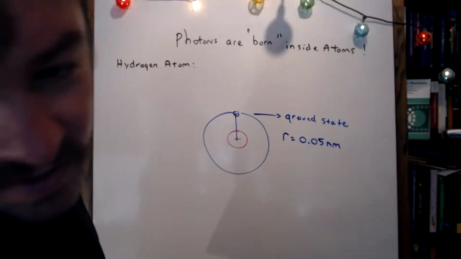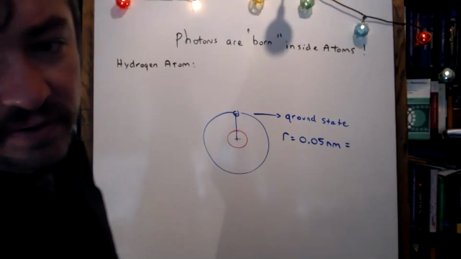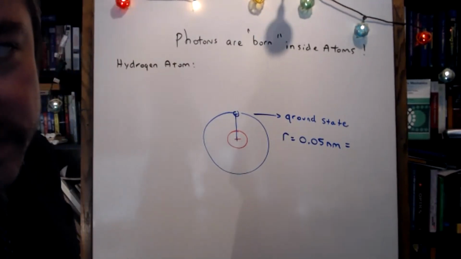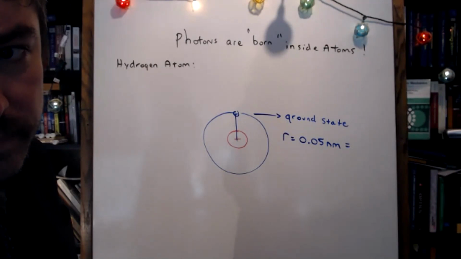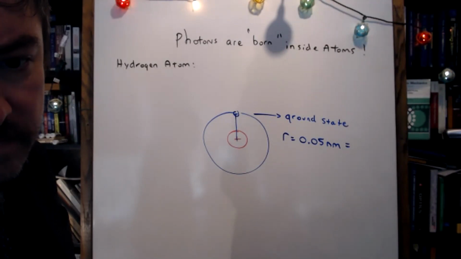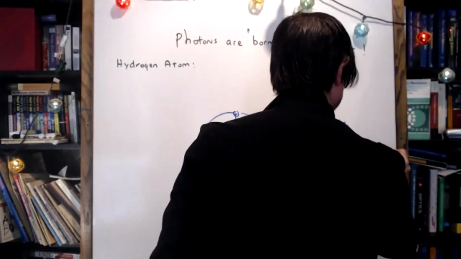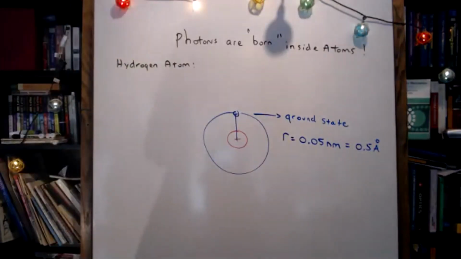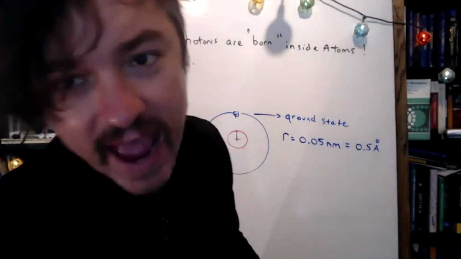Class, how many angstroms is that? This is a test of what I taught you a moment ago. How many angstroms is 0.05 nanometers? Someone answer me that question. Very good, Wyatt, 0.5. The electron likes to orbit at this distance, especially when the atom is cold and low energy.